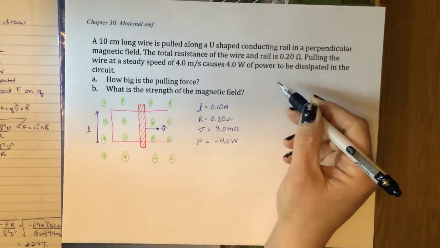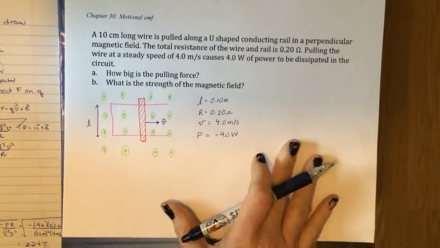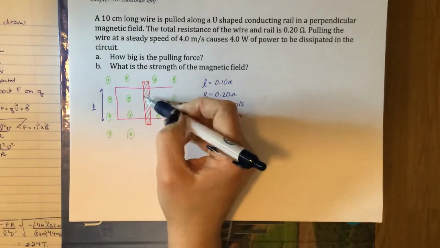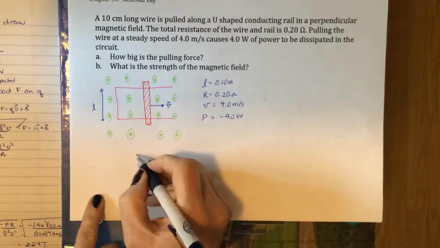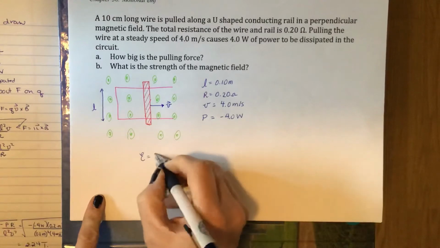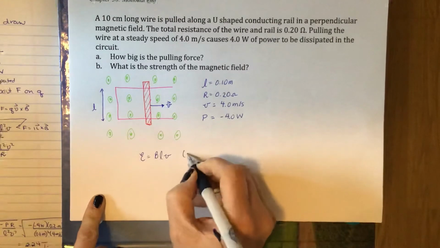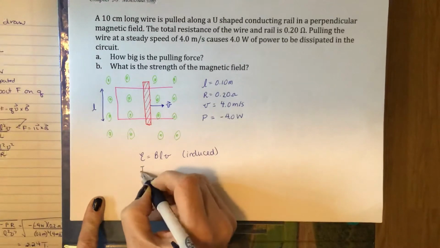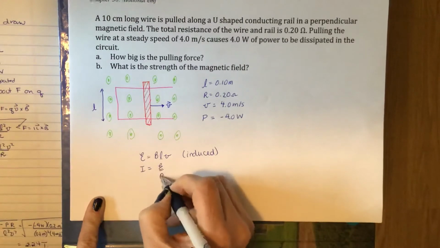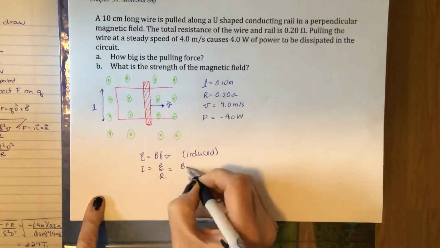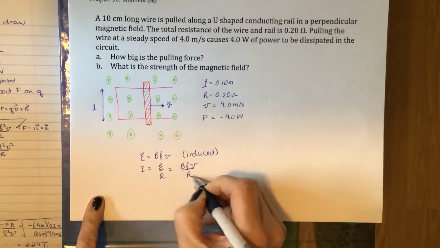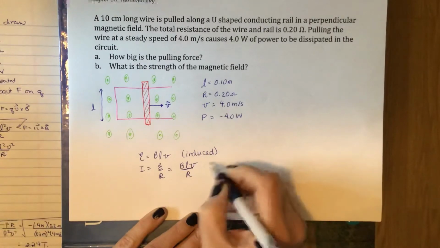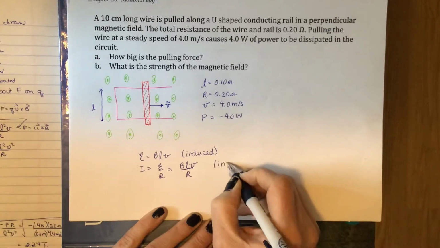So now let's think about all the things we know about this kind of motion. If we think about pulling the bar in the field, we get an induced motion of the charges. So we get an induced potential of B times L times V. If we get an induced potential, we get an induced current. I know we've just gone through this, but sometimes it helps to hear it again. So current is potential over resistance. That's Ohm's law. This is our induced current.